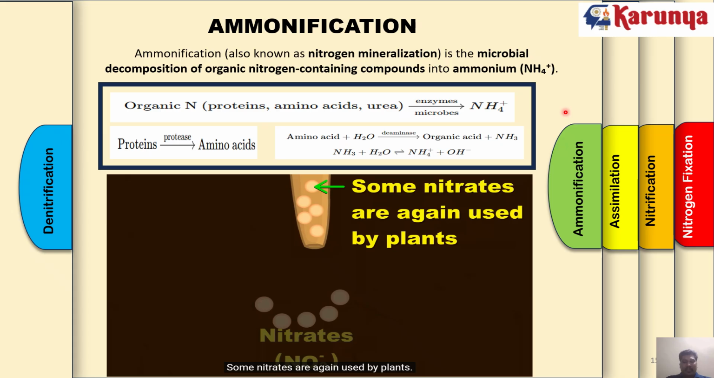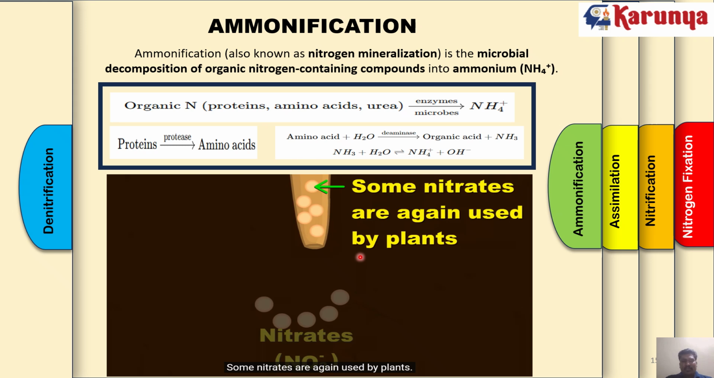In the earlier slide, I said NH4+ ammonium is an available form of nutrient. At the same time, NO3-, the anionic form of nitrogen, is also available to the plants. So among all the forms of nitrogen, only two forms, one cationic form, NH4+, and one anionic form, NO3-, are both available to the plants.